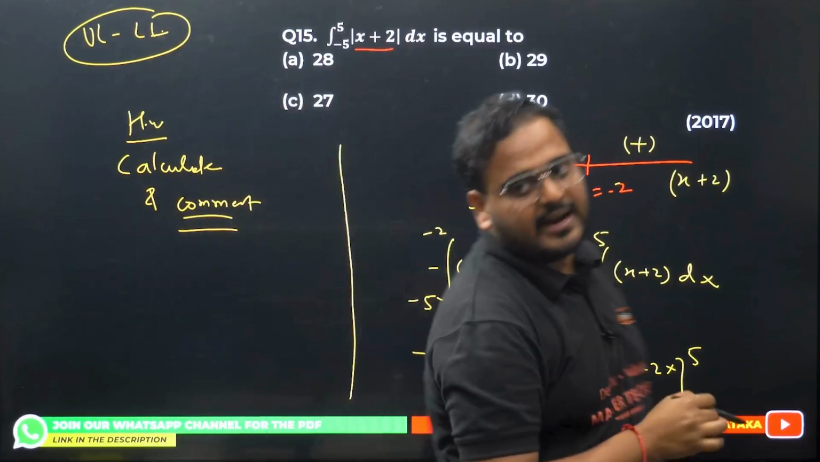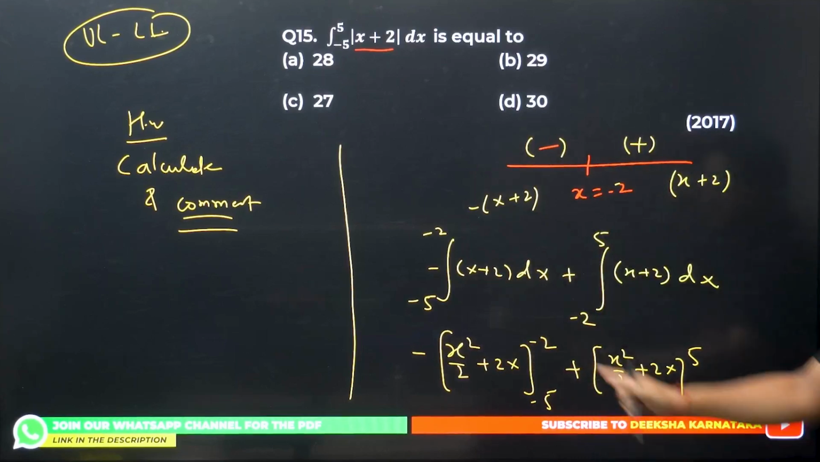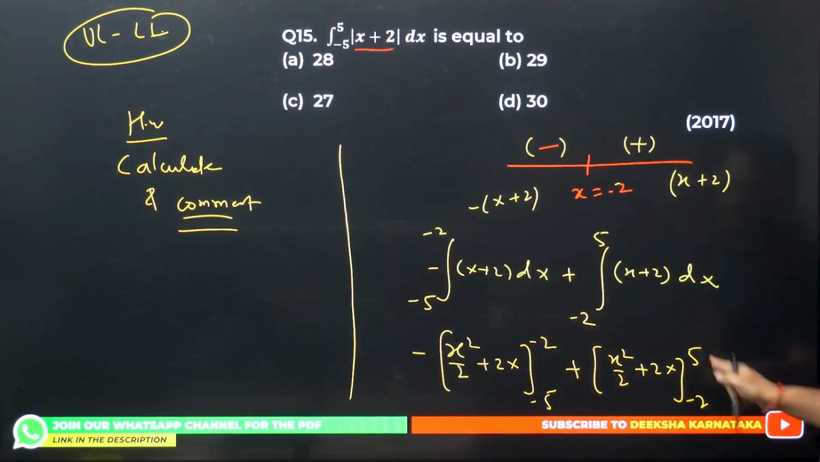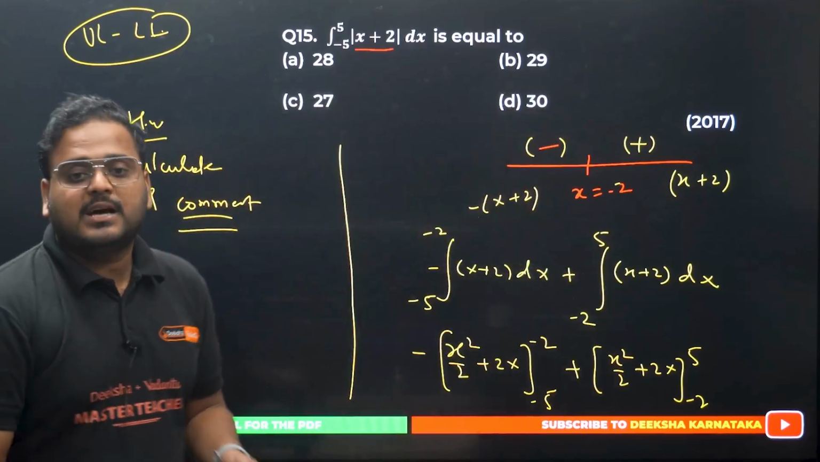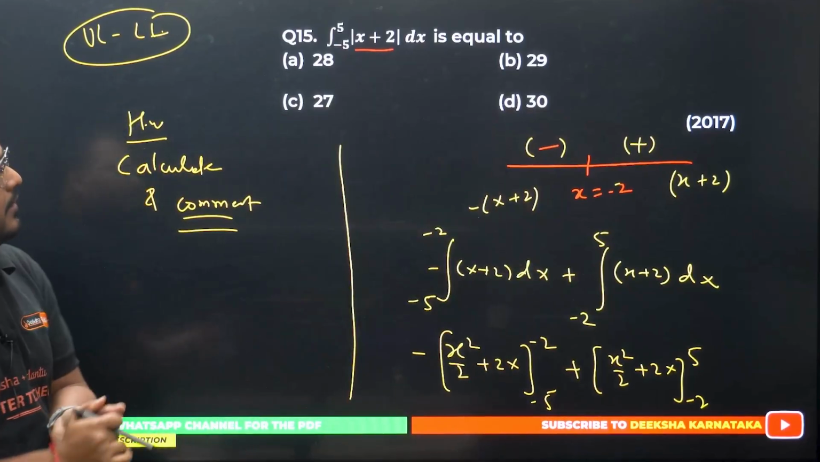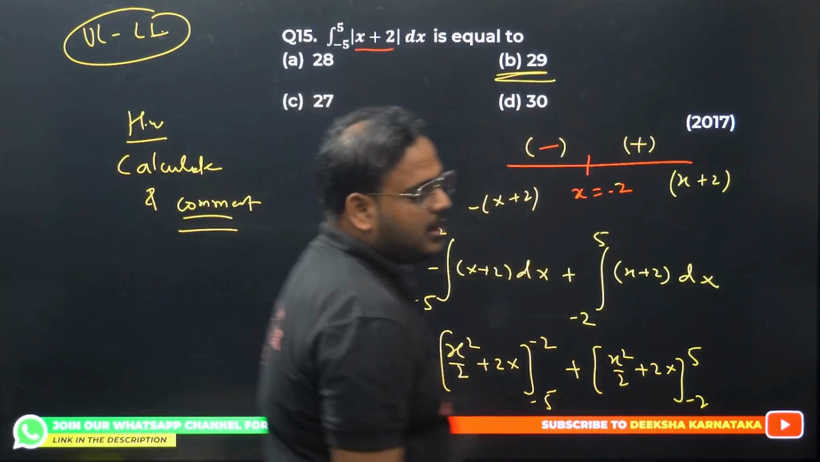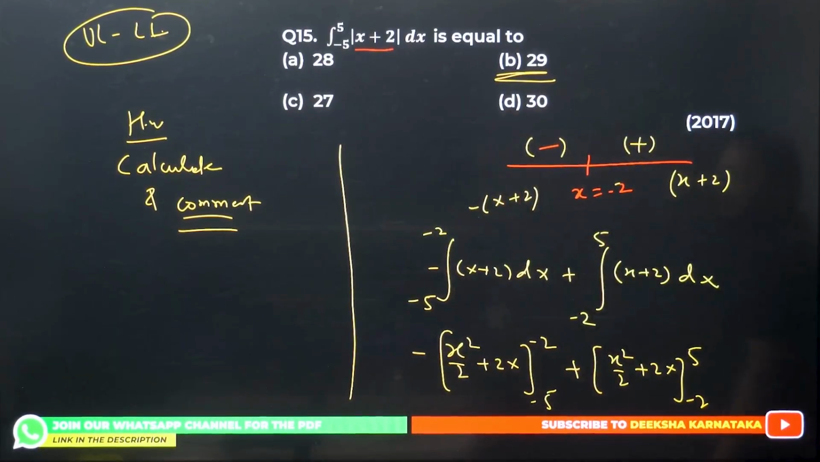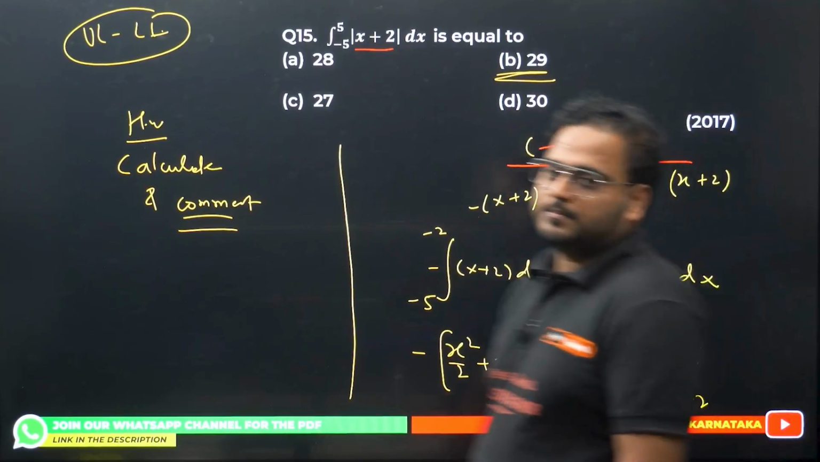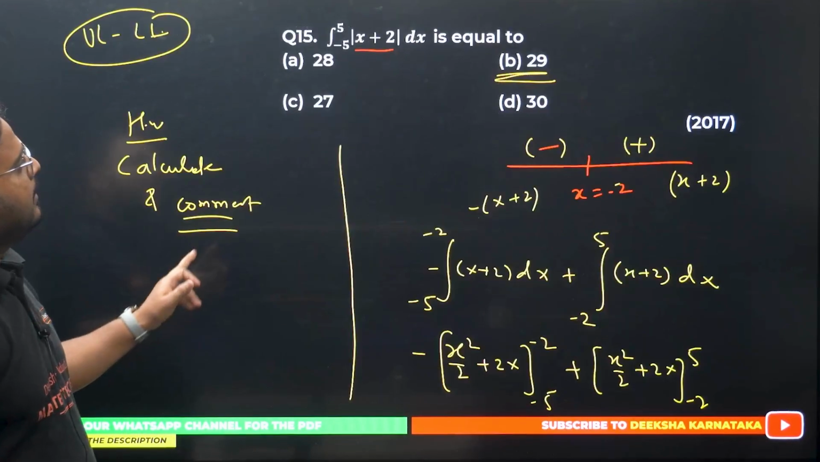Indefinite, right? So you got to do like this. Operate this, solve this. The limits are minus 2, minus 5, 5 and minus 2. What is the answer? Please check. I think answer should be option B. Cross check once. But cross check, I'm not sure. Option B is the right choice, I think. Done?